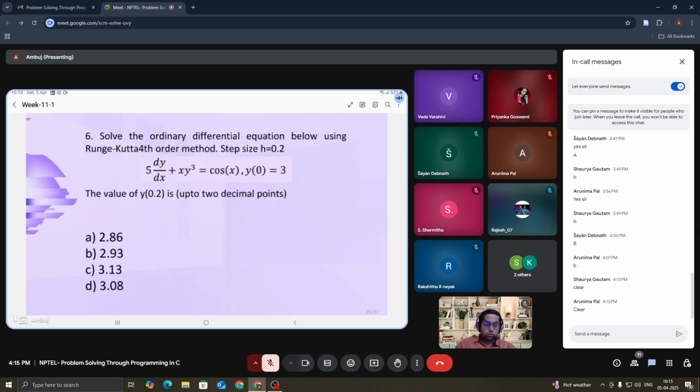I told you to note down all the expressions k1, k2, k3, k4. Use them as well as the expression of yn, which is y0 plus 1 by 6 of k1 plus 2k2 plus 2k3 plus k4. Try to solve. First of all, reduce it to the standard expression, which is dy by dx equal to f of x, y. Then try to solve it.